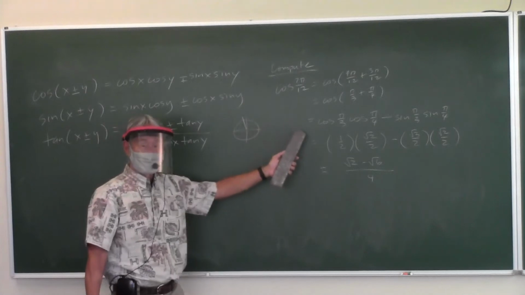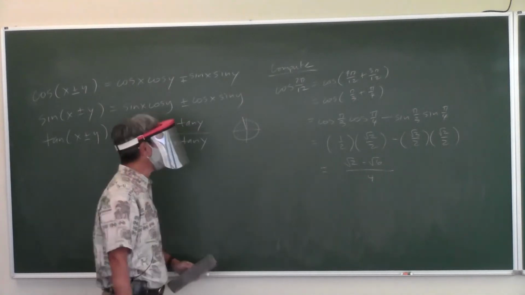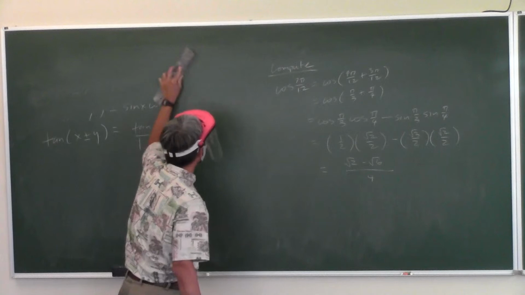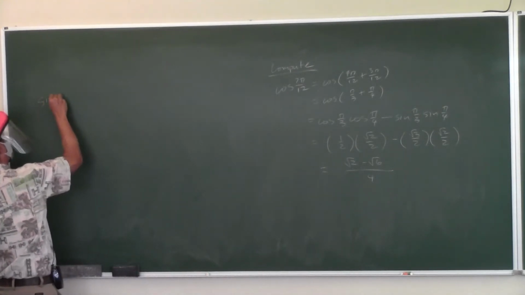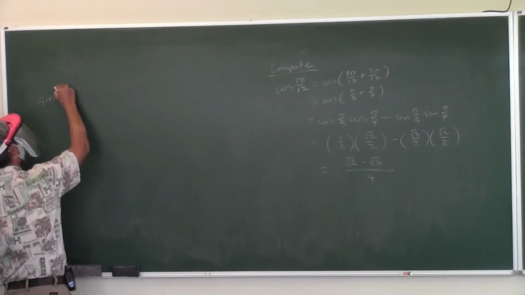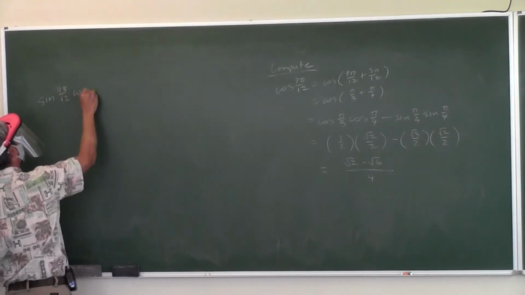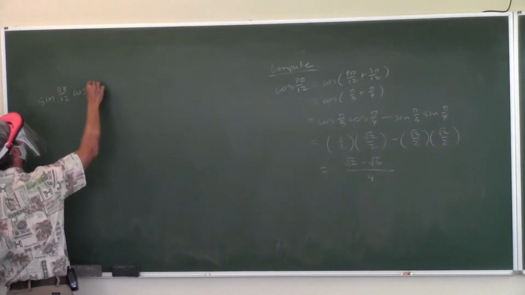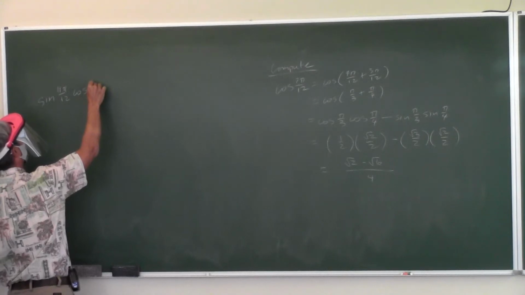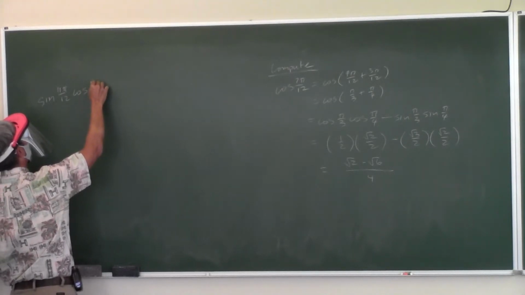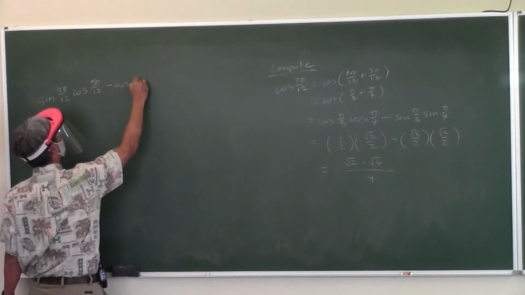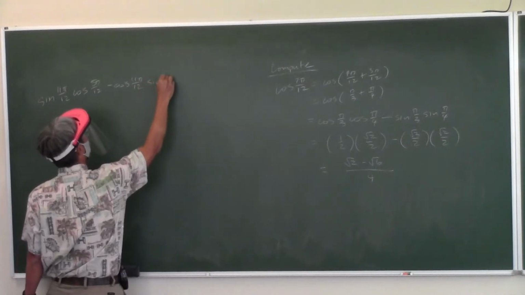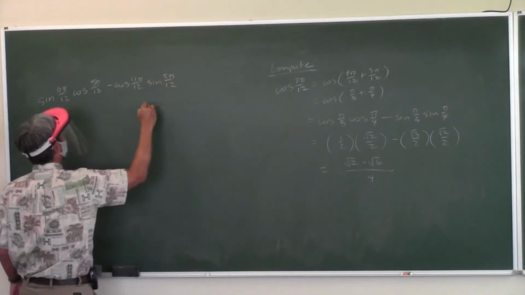You guys remember doing problems like that last year, right? Okay, what are other problems you can get? Well, what about this? What is the sine of 11 pi over 12 cosine of 5 pi over 12 minus cosine 11 pi over 12 sine of 5 pi over 12.